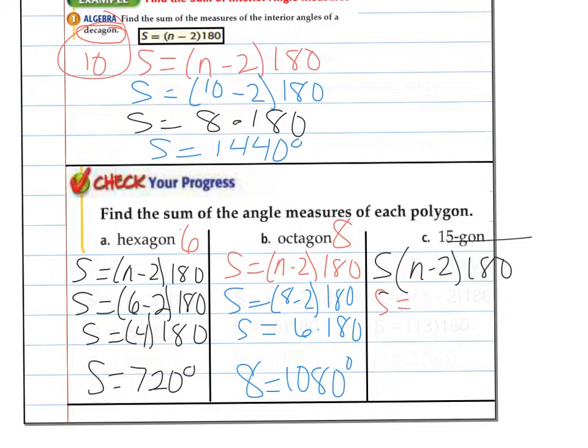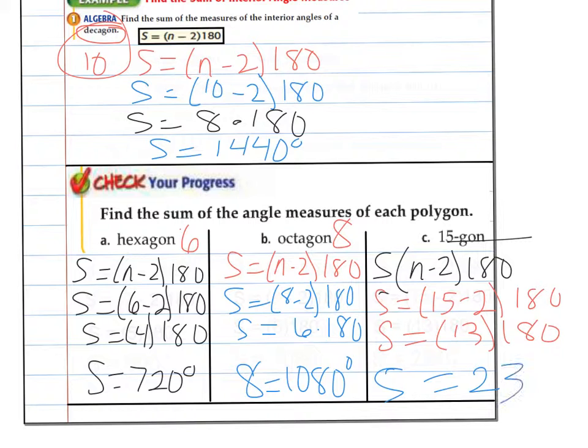Plugging in the number of sides, which is 15, we find that there are 13 triangles within a 15-gon, which gives us 13 times 180, or 2,340 degrees in a 15-gon. It's all about writing an equation, knowing the number of sides, plugging in, and order of operations.